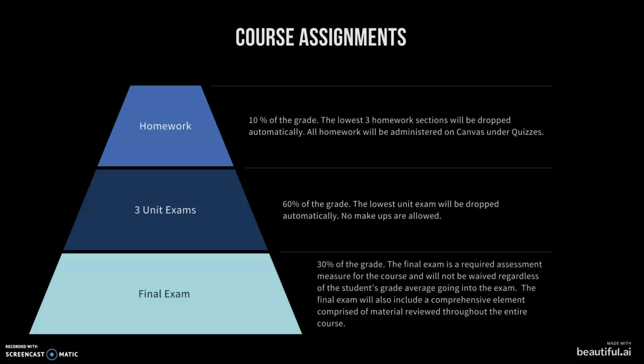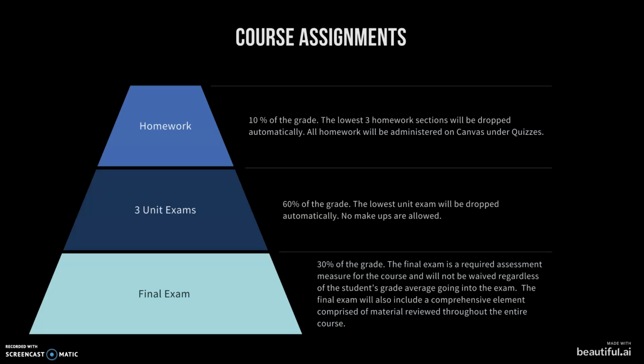Now, the course assignments: we have homework, 3 unit exams, and a final exam. So the final exam is 30% of the grade. Now, this final cannot be waived, and it doesn't matter what your average is for the course. It is a requirement for this class, and it will also have a comprehensive element, meaning that the final will cover everything that we have gone over in this course.